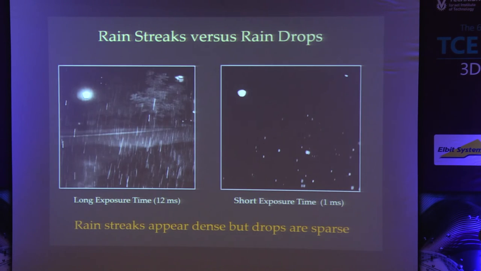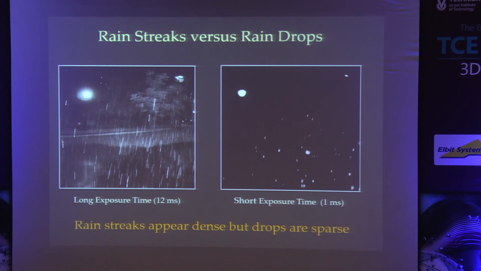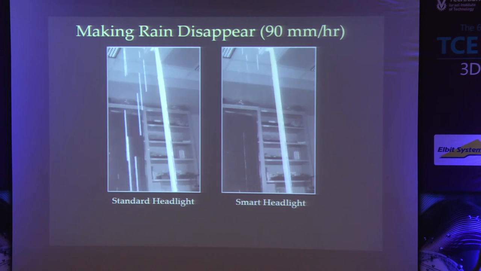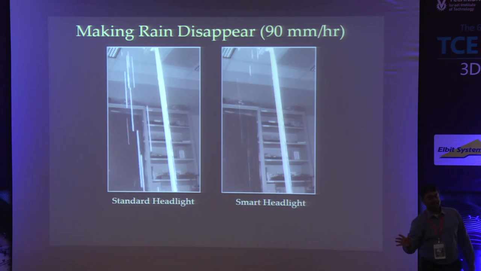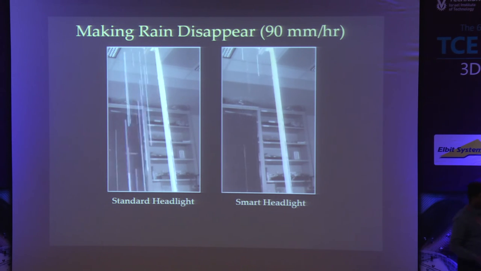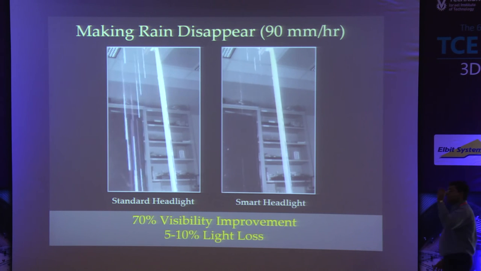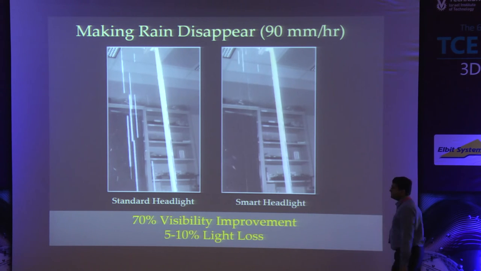People thought I was crazy, and if you look at this image, this is the instantaneous snapshot of a very strong rainfall, right? There's a lot of place here to stream light, so it's not so bad. And we started in the lab with 90 millimeter per hour rain. I don't think it has happened in Israel, ever. You're streaming light in between, and the rain has disappeared. So the point is not to miss every single drop. The point is to miss enough so that you can see the road better, right? So in this case, it's 70% visibility improvement. You're losing 5 to 10% of the light.